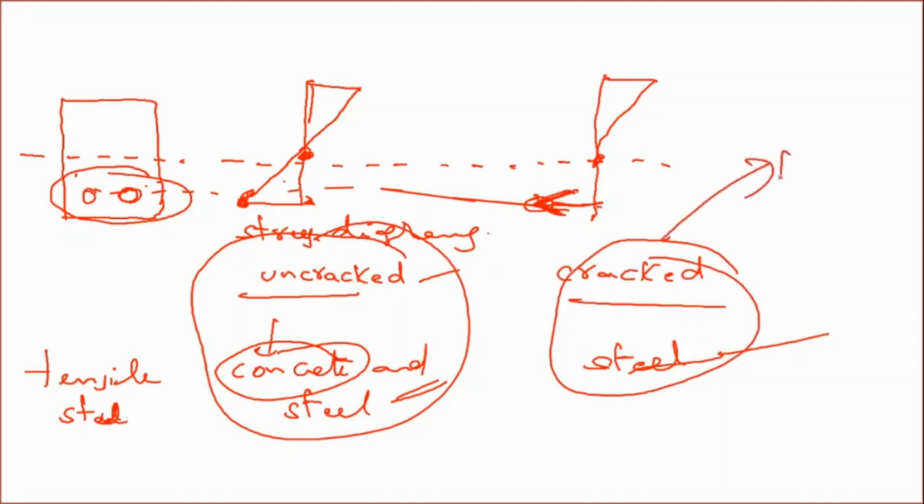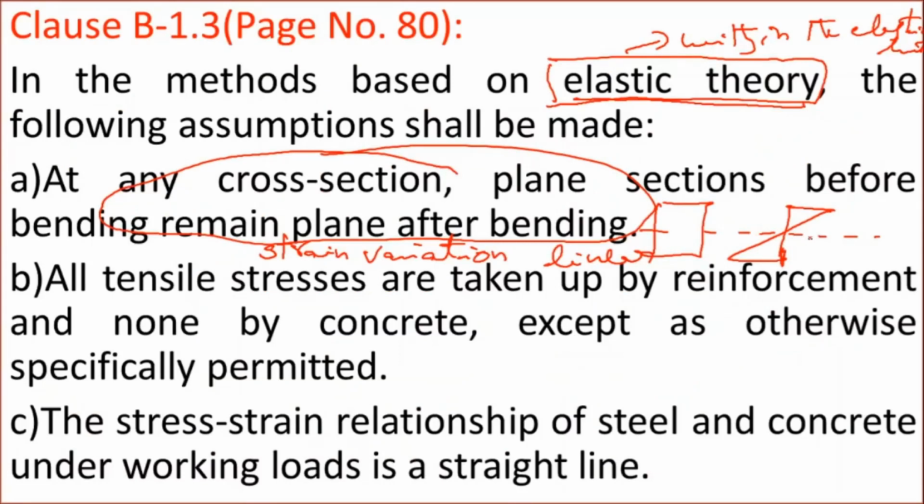And one more point is, in RCC we always design the cracked section only, because it is economical in nature and steel is very effective in carrying the tensile stresses. So that's the second assumption here.